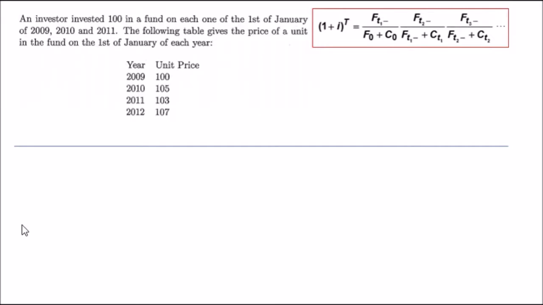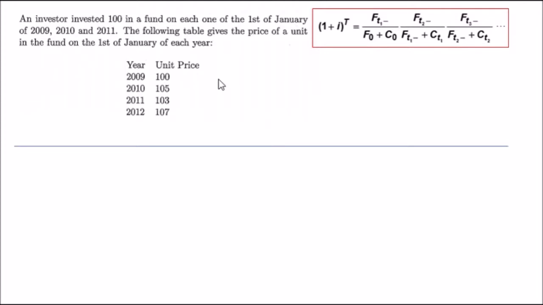So we have an investor who invested 100 in a fund on each of the 1st of January for the following years, 2009, 10 and 11. So this is a 3-year period. And the following table gives the price of a unit in the fund. Okay, so this is very clear on the first year.